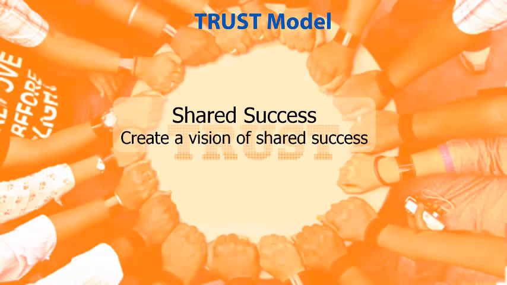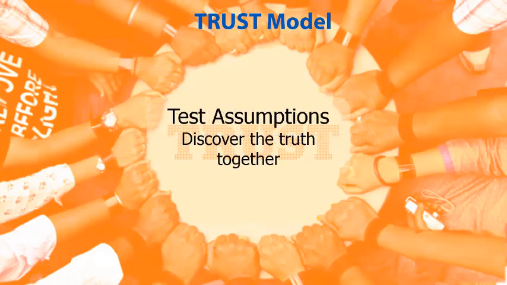S is shared success. We have to create a vision, and that's going to be in another training in a little bit. You're going to see how to create a vision of shared success. What does it look like? Because if you don't know what it is, they won't know what it is. And if you do know what it is, you need to let them know so that they'll know what to follow, where to go. Where are you taking us?